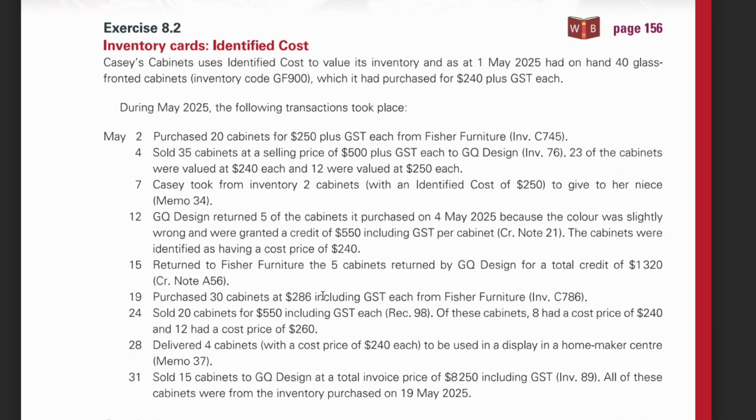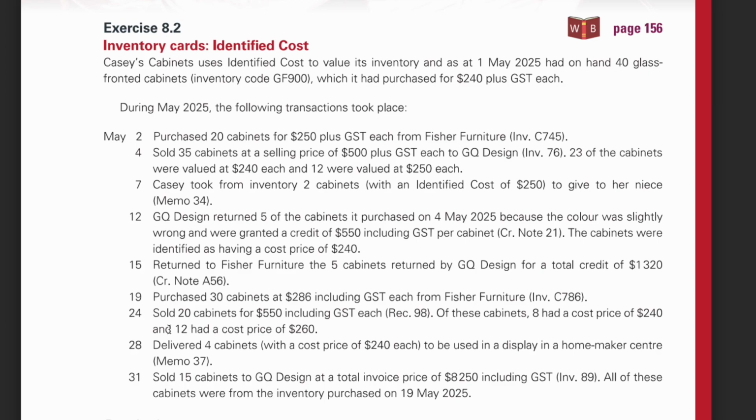So purchase 30 cabinets at 286 including GST. Now they said including GST, right? They didn't mention an original cost price. They mentioned the total price, so we have to assume here. So we can think of possibilities. One of the possibilities is that the cost price could be $260 and the GST could be 26, which totals to 286.